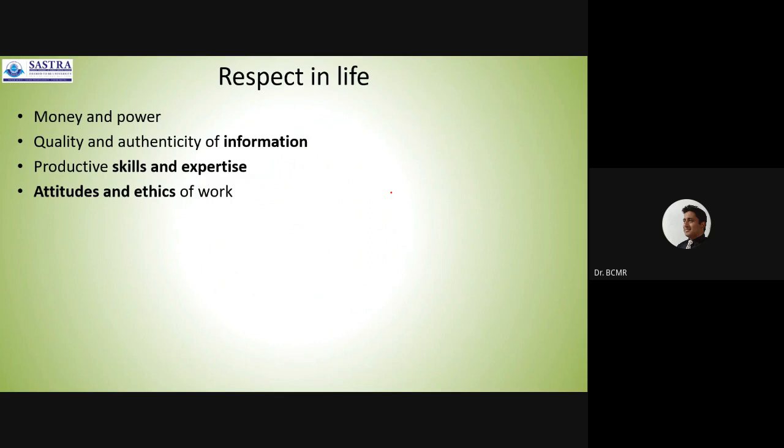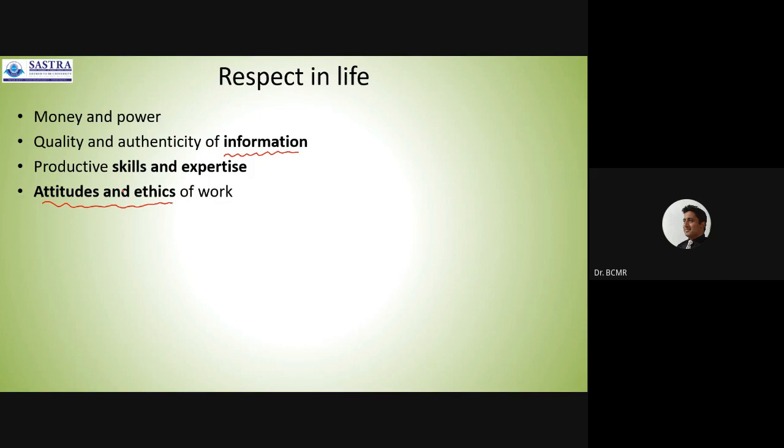So these are some simple things. Respect in life, money and power. I don't want to talk about it, but it is about what kind of information do you have? How authentic is the information you have? What quality of information you have? Second one is what kind of skills and expertise do you have? And the third is our attitudes and ethics of work. Are we energetic to say, okay, I will take on the work, or are we a good lord again, work? Why? That kind of attitude.